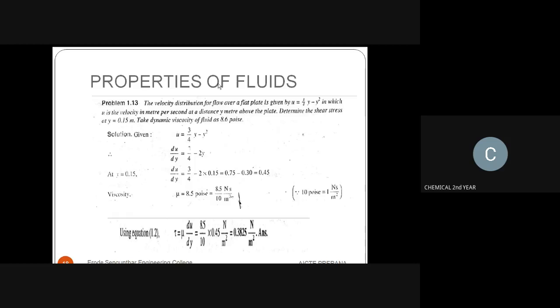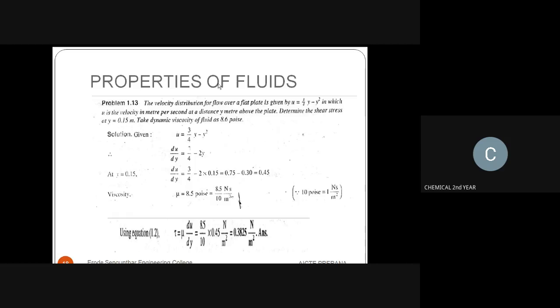So 1 Newton second per meter square is equal to 10 poise. So we know that. So automatically 8.5 by 10 Newton second per meter square. Right. So you can use the equation of Newton's law of viscosity. So tau is equal to mu into du by dy. Right. So mu is equal to 8.5 by 10 into du by dy, we have calculated that is 0.45. So 8.5 by 10 into 0.45 Newton per meter square. So it is equal to 0.3825 Newton per meter square.